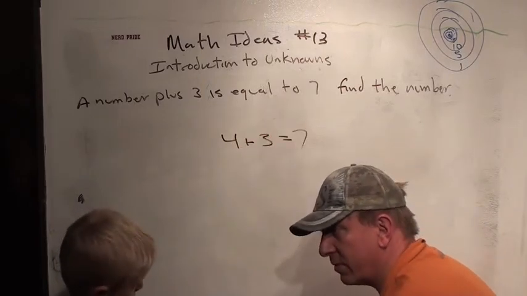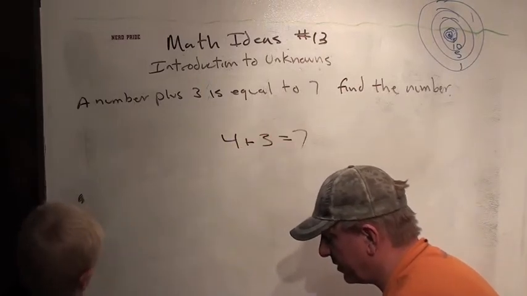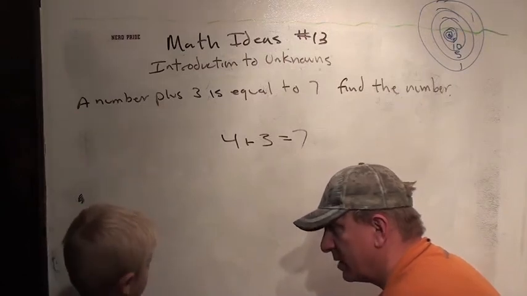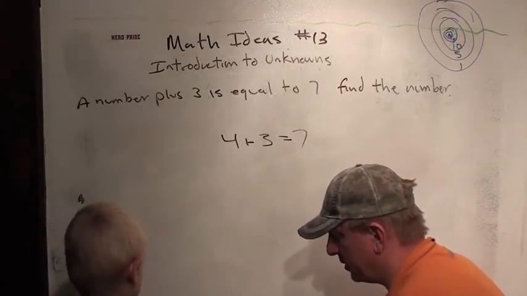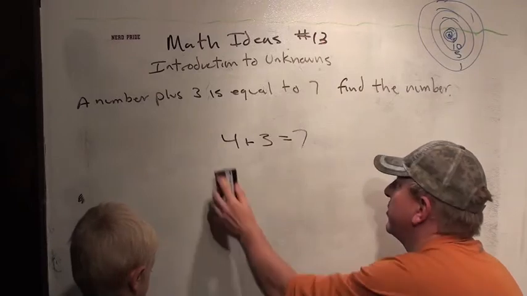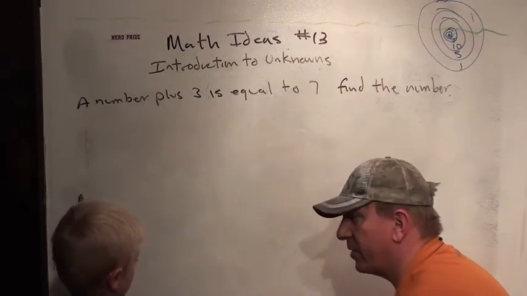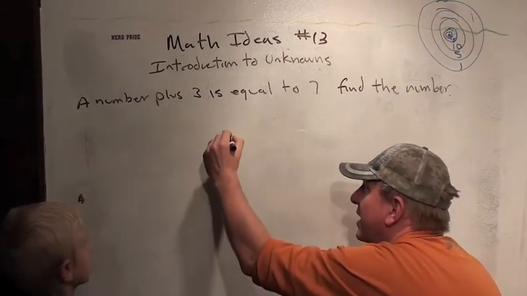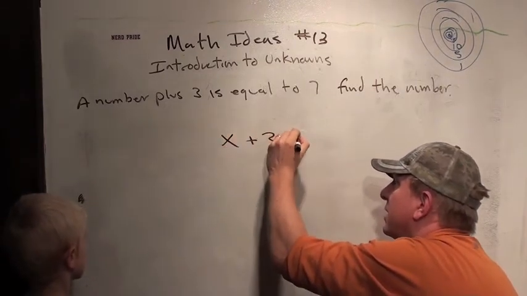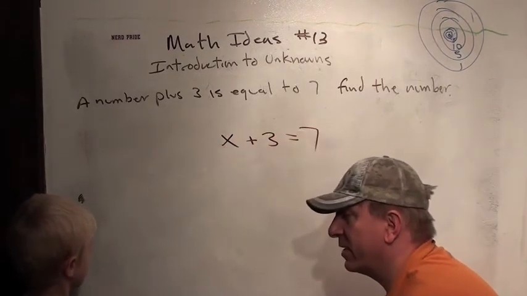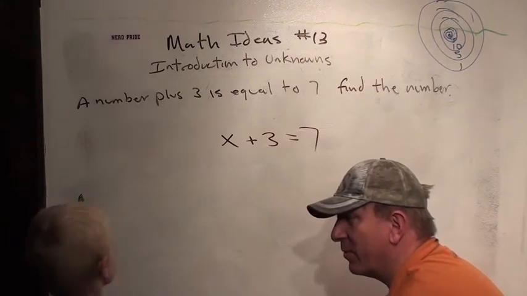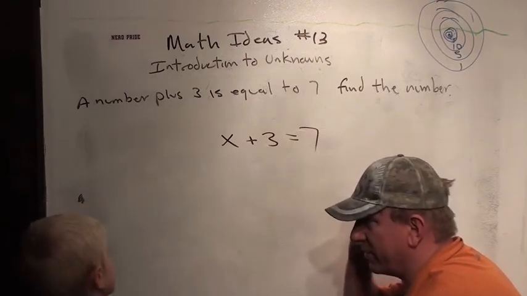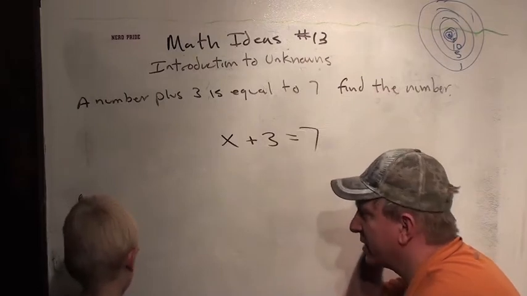Very good. So do you want to know how we think about trying to solve problems like this? Yeah. Okay. So here's what we do. We don't know what the number is, and so when we don't know what something is, we call it x. And then we say x plus 3 equals 7. That's what we're trying to solve, and we're trying to figure out what is x.